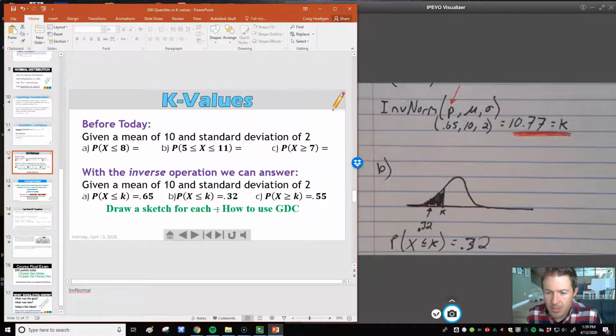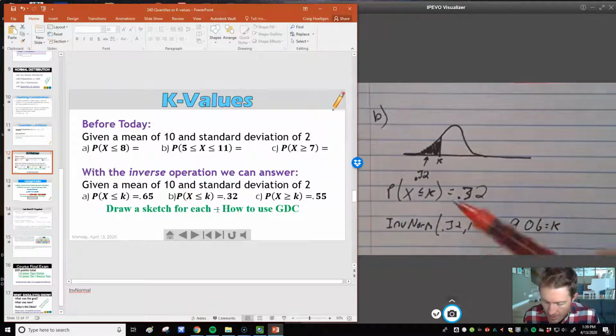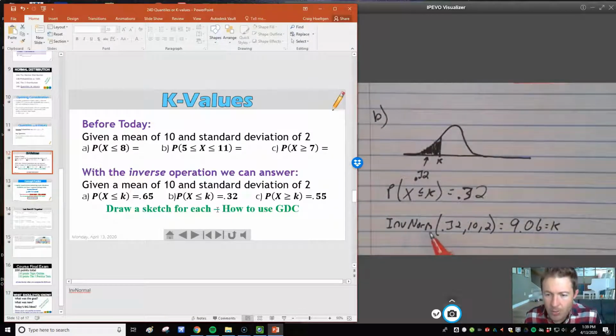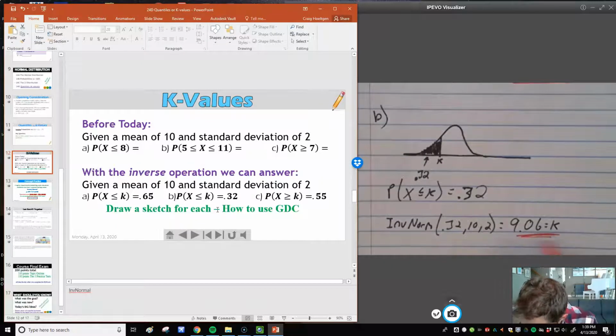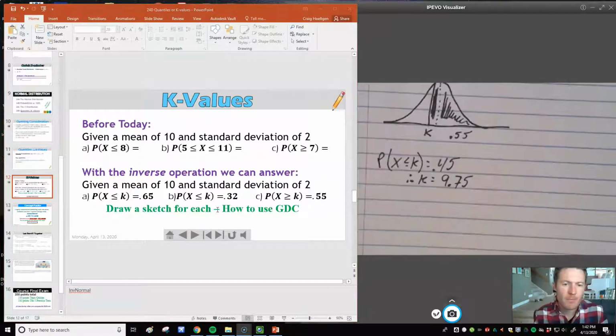Similar to the other one, we have our inverse normal operation. You have some probability, your mean, your standard deviation, and you get 9.06, and that is our k value there. So that's the score. All right, with 1 minute left, let's go ahead and do part C real quick.